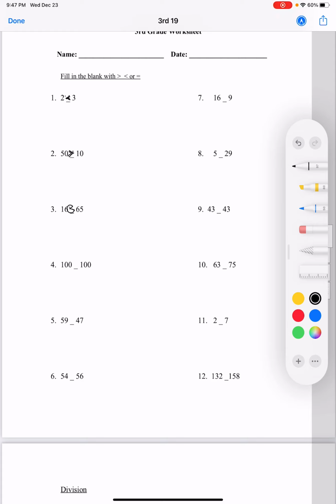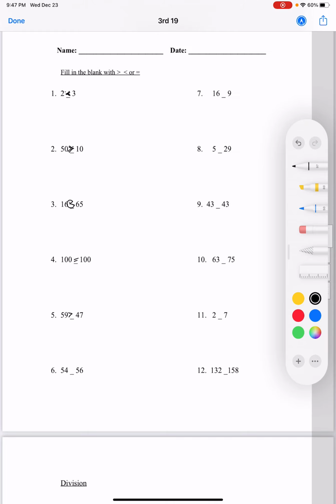And 100 and 100. These are the same numbers, which means that these numbers are equal to each other. So the answer would be equal. 59 and 47: 59 is a greater number, so the Pac-Man would eat the 59 rather than the 47. So that's how you solve all of the other ones.